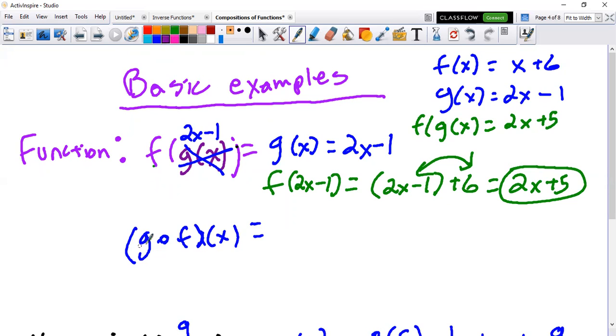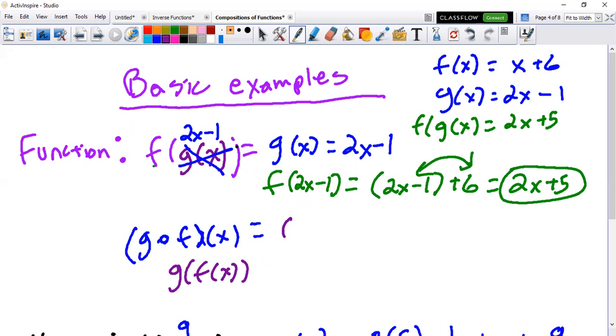All right, down here for this one, g of f of x. Same idea. If you want to rewrite it like that, that's cool. Even though it's the same two functions, since I'm doing them in a different order, it's going to wind up giving me different answers.